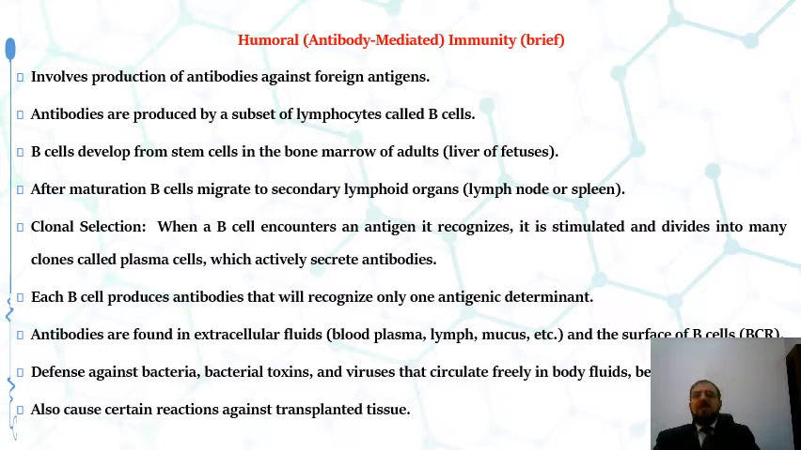So in this case, the responding cell will be the memory cell, in case of reinfection with the same antigen, I mean in the secondary infection. The secondary responder cells will be the memory cells. They will do a vigorous, rapid response against the antigen, preventing the pathogen from inducing any disease in the body.